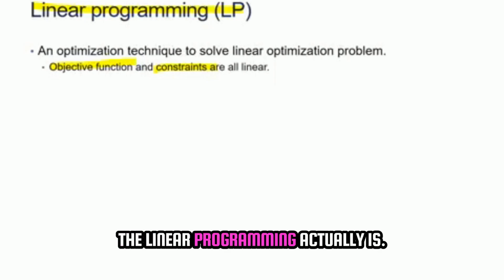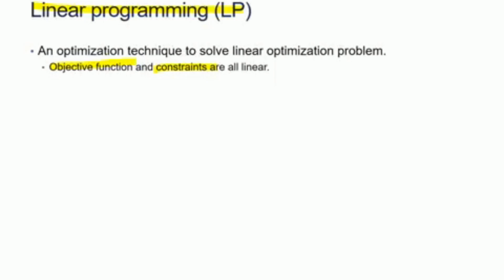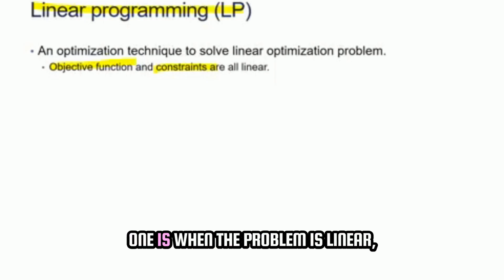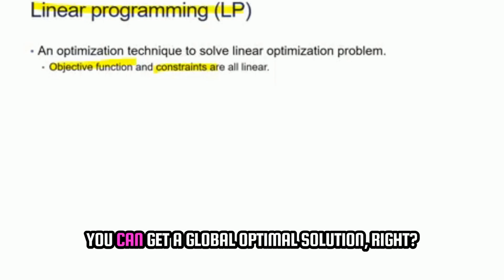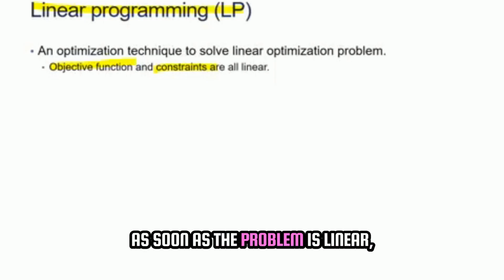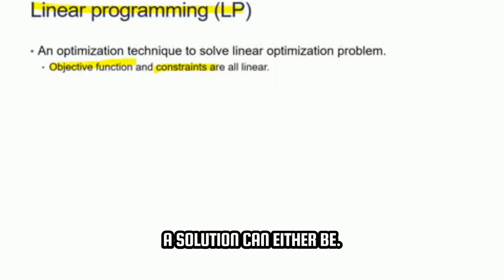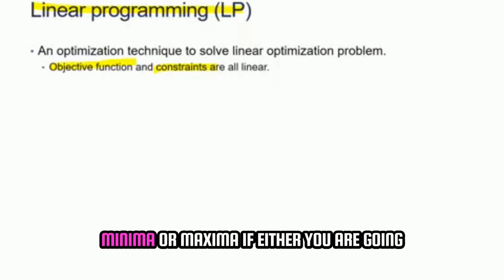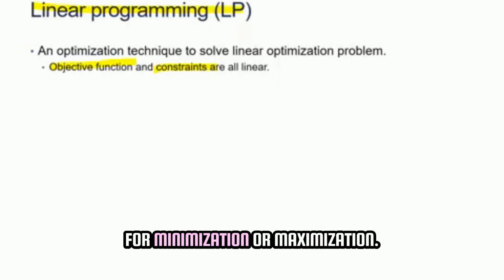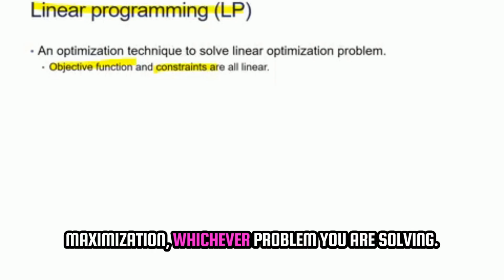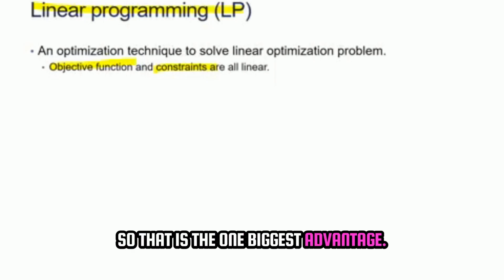Linear programming actually has two or three advantages. Let me quickly tell you the advantages. One is that when the problem is linear, you can get a global optimal solution, right? As soon as the problem is linear, it will give a global optimal solution. There will be only one minimum or maximum, whether you are going for minimization or maximization, with whichever problem you're solving. That is the one biggest advantage.